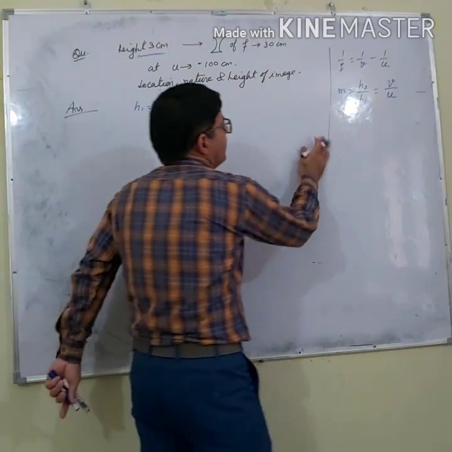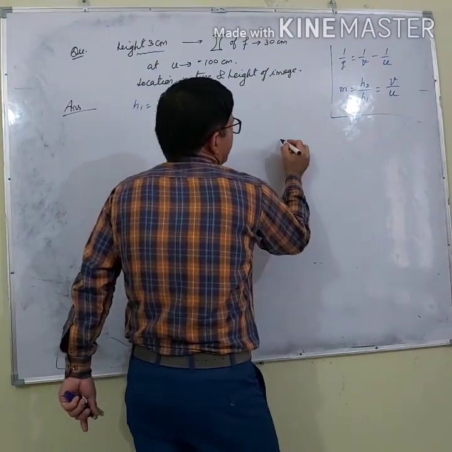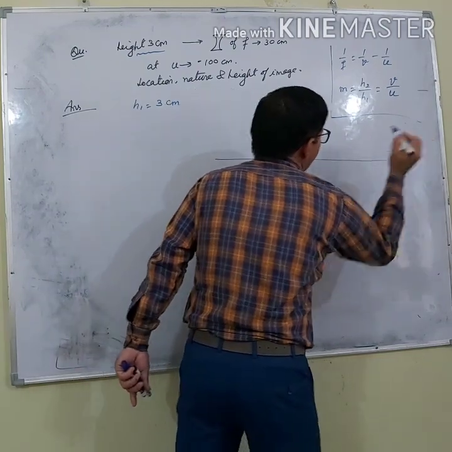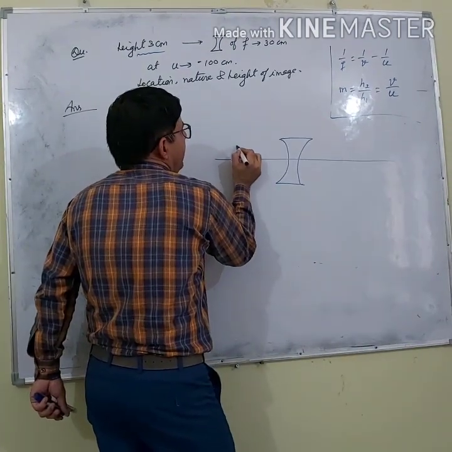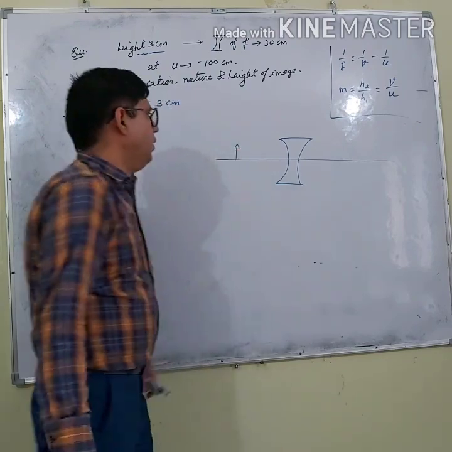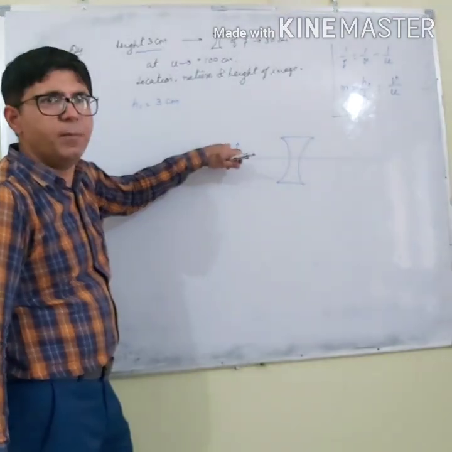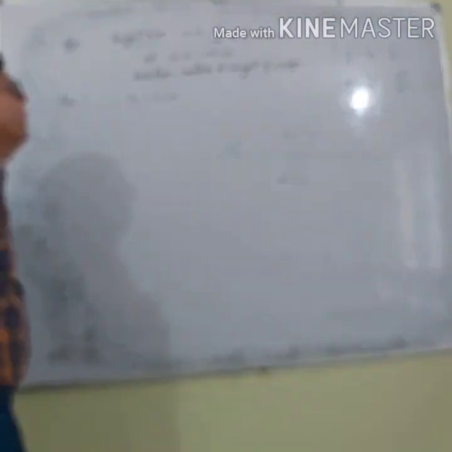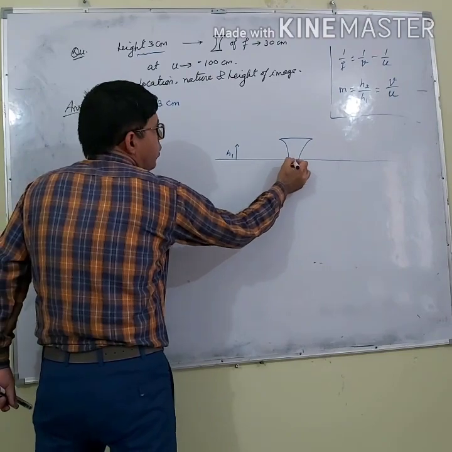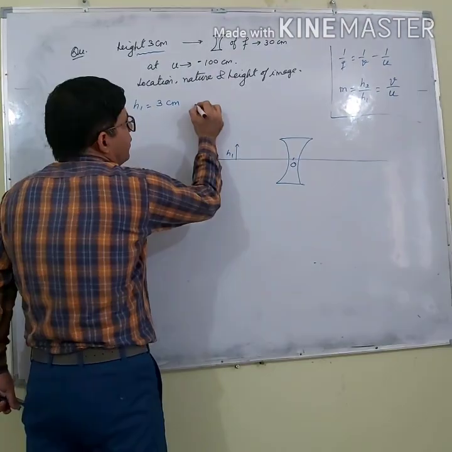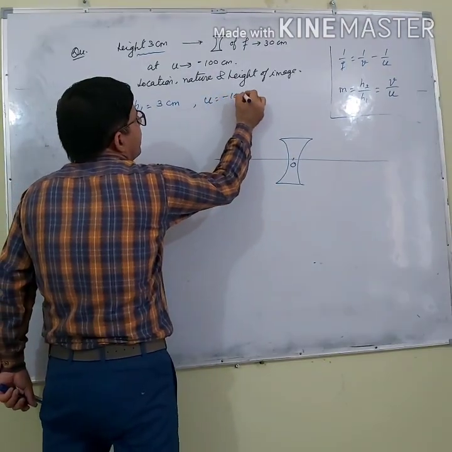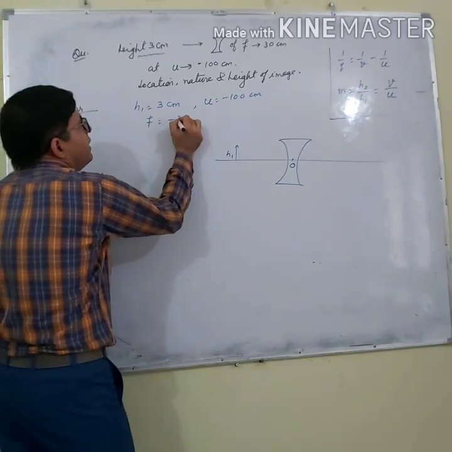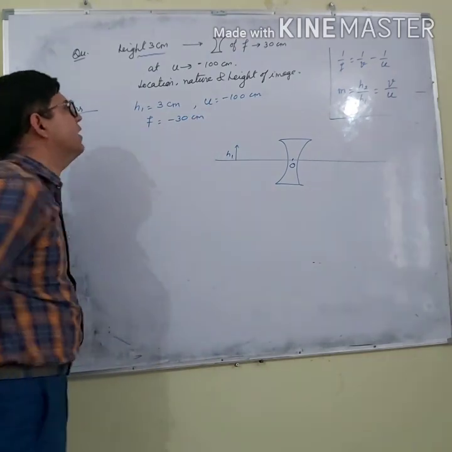This is the concave lens. Let us say this is the concave lens and this is the principal axis. Let us say the object is placed above the principal axis, so I am taking h1 as positive. The object is placed on the left hand side of the lens, so u will be negative 100 centimeters. Since it is concave, its focal length is minus 30 centimeters.